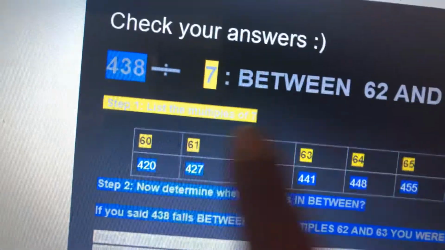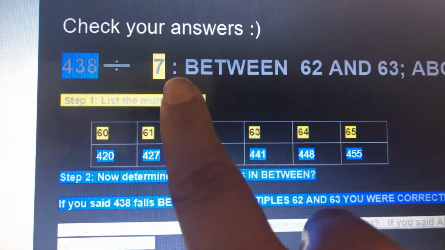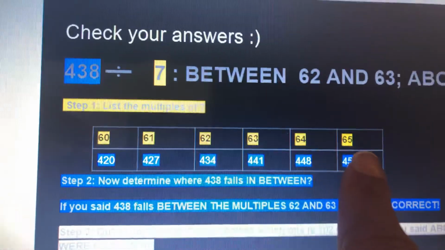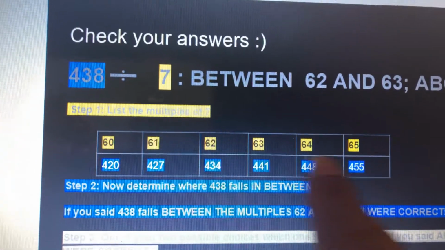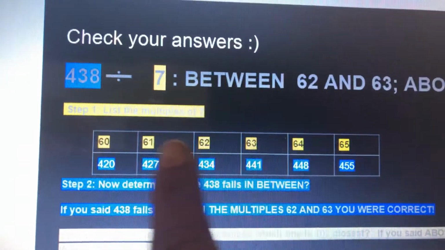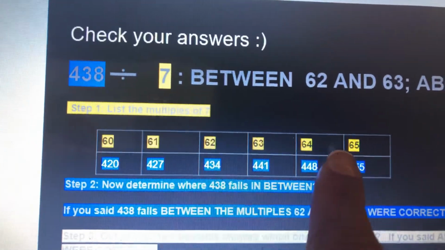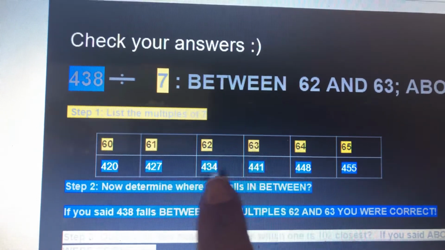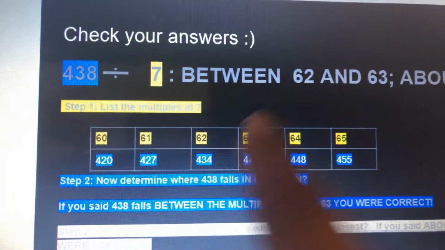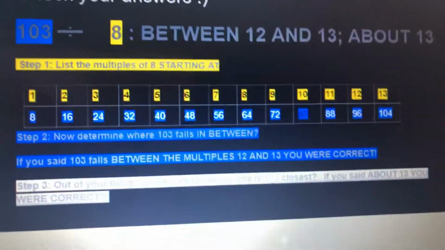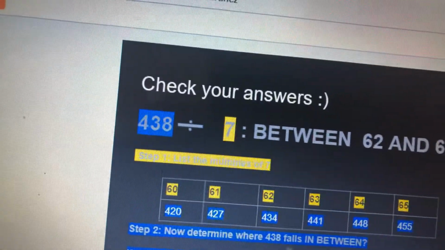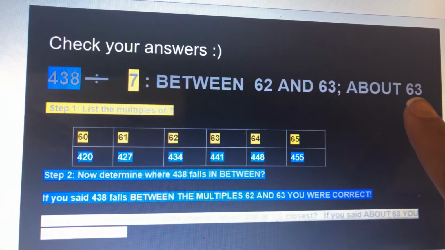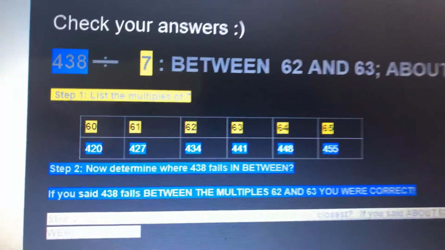Okay, so we start with 60, right? And we multiply by 7. It's going to give us 420, and we keep going. Once I got to 65, I had already gone over 438. So somewhere between 60 and 65, I'm going to find my answer. It fell between 62 and 63, right? 438 falls right here. So your answer should have been about 63.